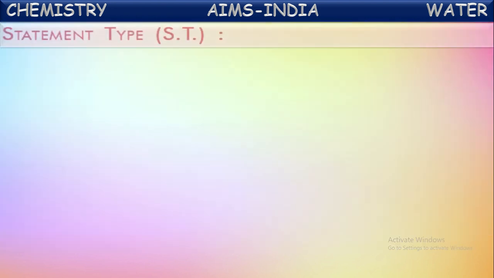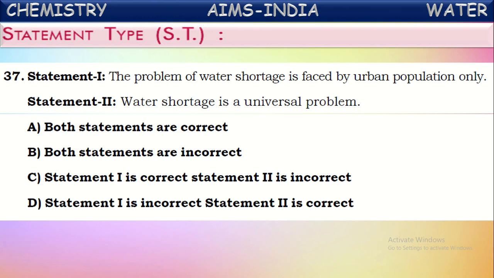Okay, next, one more question. The problem of water shortage is faced by the urban population only. Is it correct? Are only urban people facing this water shortage? No. People from all areas face the shortage of water, mostly in the summer season, because of excess usage of water. So it is not correct to say only urban people face water shortage.